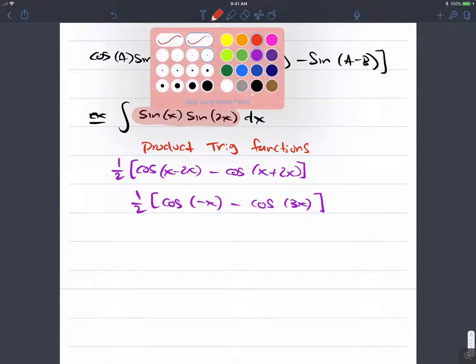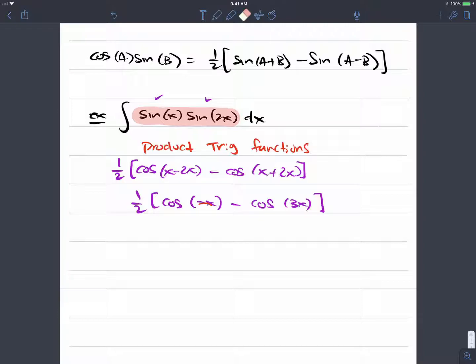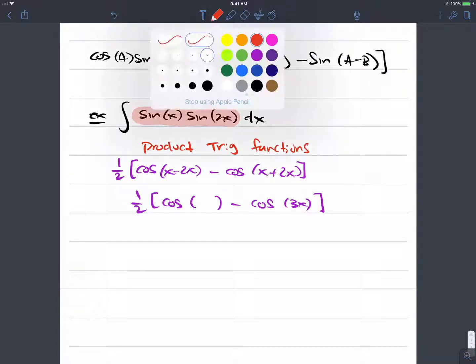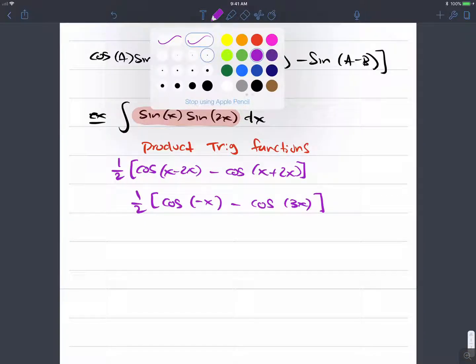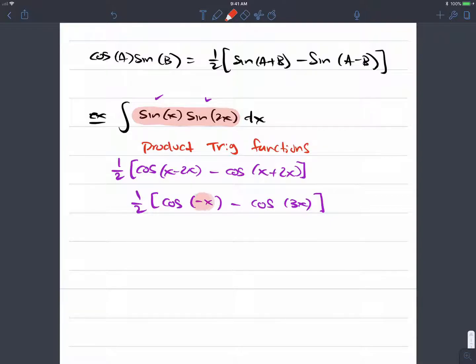And we're also going to use another important idea here. Let's go back here. This is minus x. We know that cosine, if we look at this minus x, cosine is a nice even function. And what that means is cosine of minus x is the same as cosine of x. So we can simplify this even further. I'm going to distribute. This now becomes cosine x minus 1/2 cosine 3x.